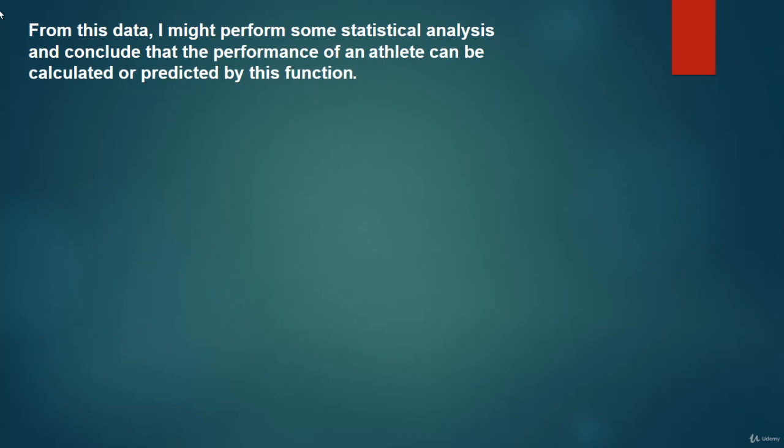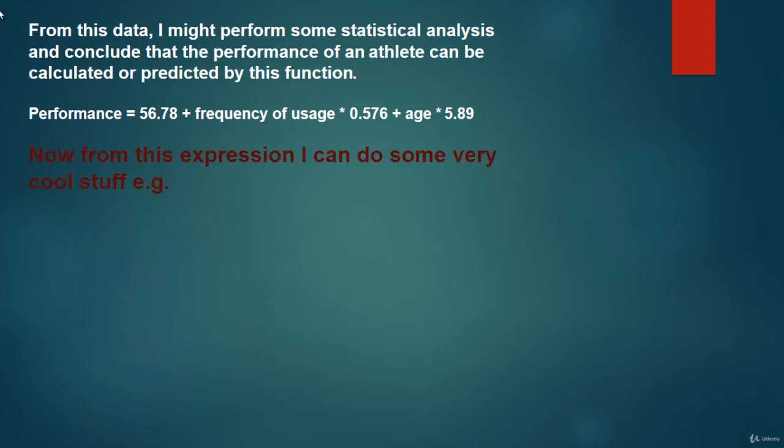Now, from this data, you might end up performing some statistical analysis and then conclude that the performance of this athlete can be calculated or predicted using this function. Performance is equal to 56.78 plus frequency of usage times 0.576 plus age times 5.89. Now this is what I can basically call a model that you have created from the data which you have collected. Now from this model which you have created in data science, it can help you realize some very interesting things concerning this research.